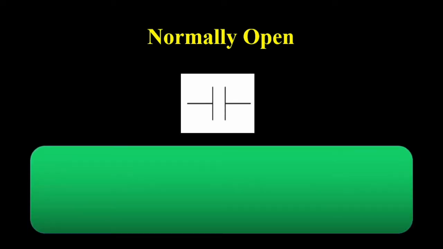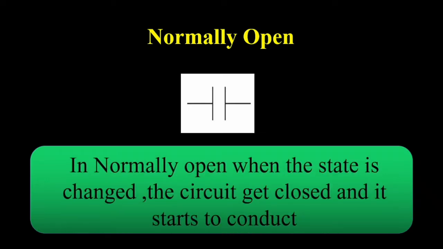First one is normally open, and this is the symbol of normally open. In normally open, when the state is changed, the circuit gets closed and it starts to conduct. Friends, normally open is similar to a normally open push button. When it is changed from off state to on state, the circuit gets closed and it starts to conduct. That is, it will provide the output.